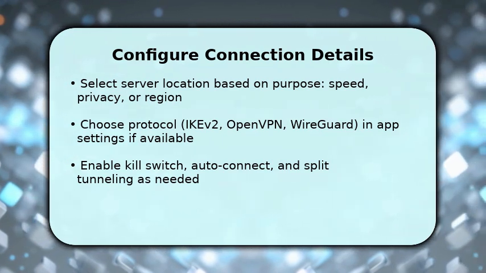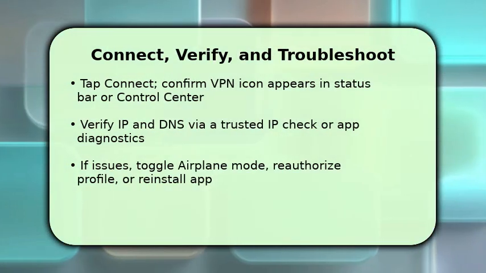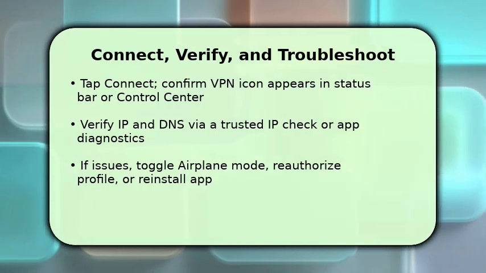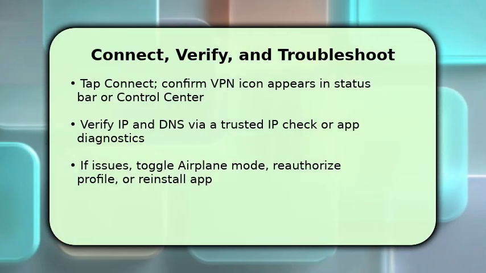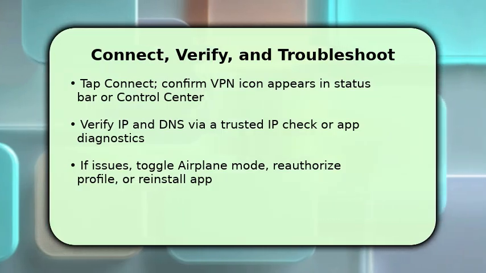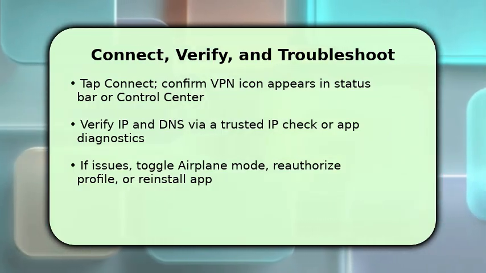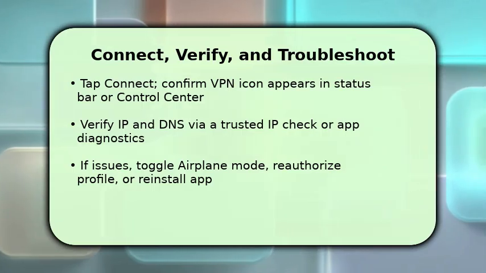Now connect and verify. Hit connect in the app and make sure the small VPN icon appears in the status bar or control center, confirming system routing. Verify your new IP and DNS using an IP check or the app's diagnostics to ensure no leaks.